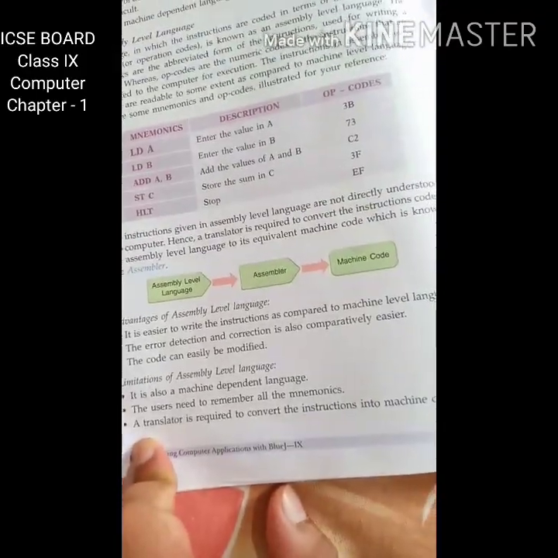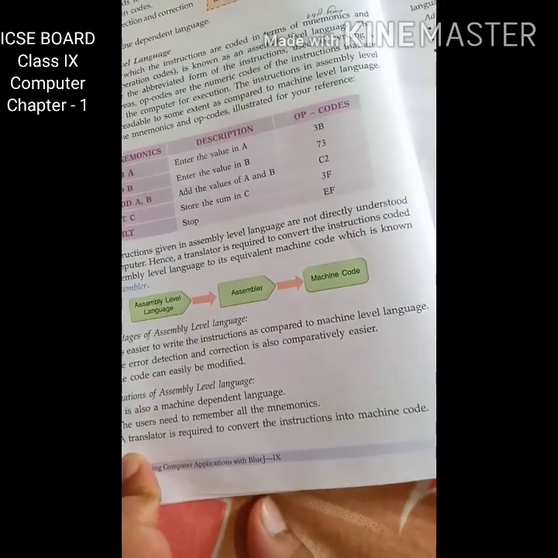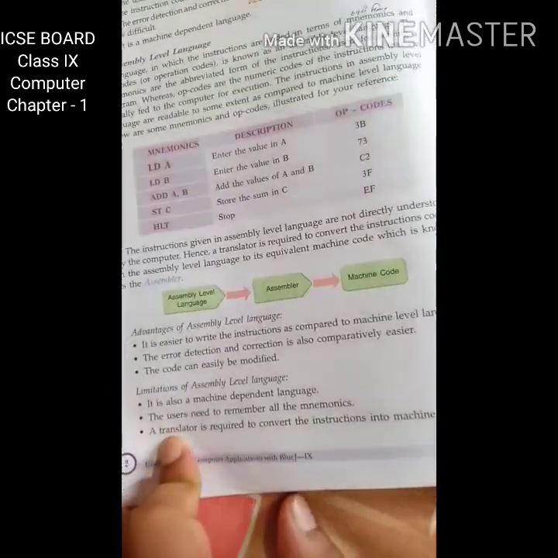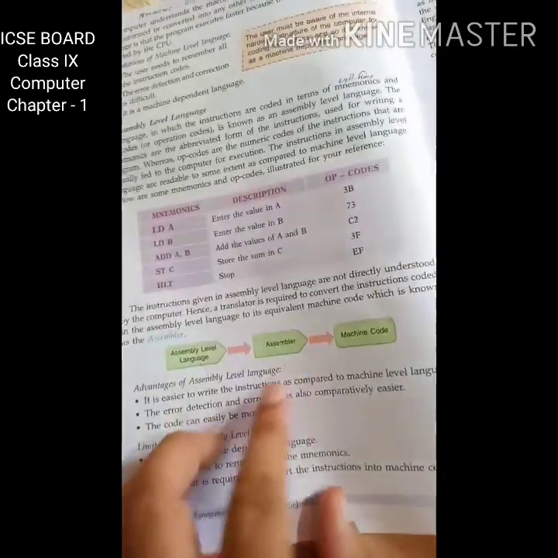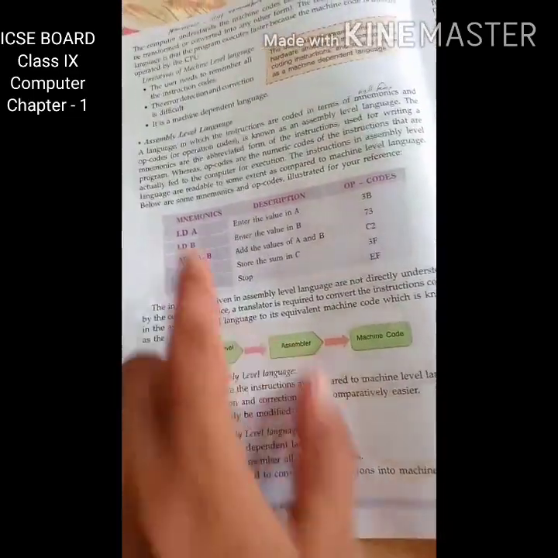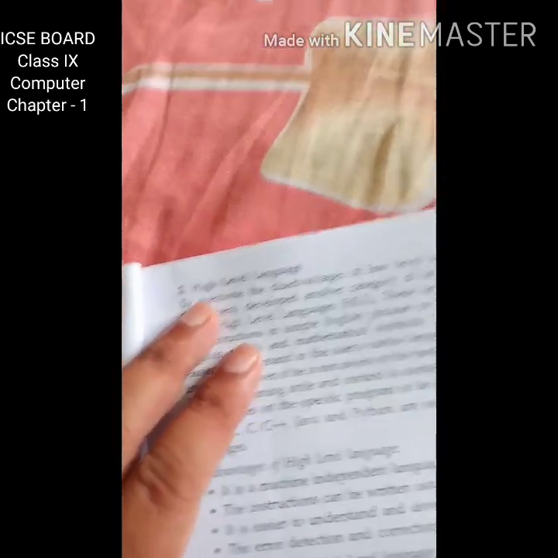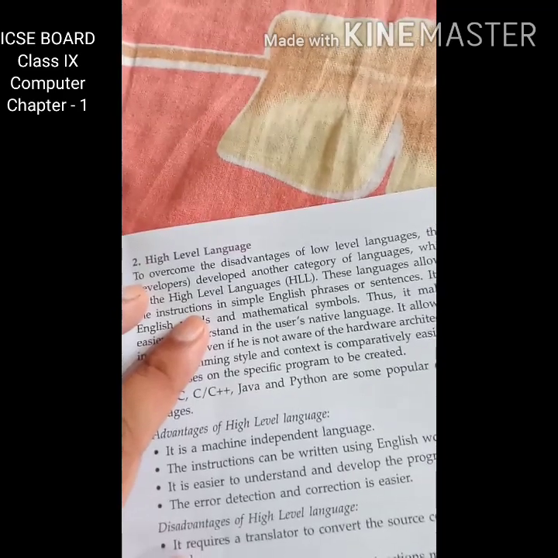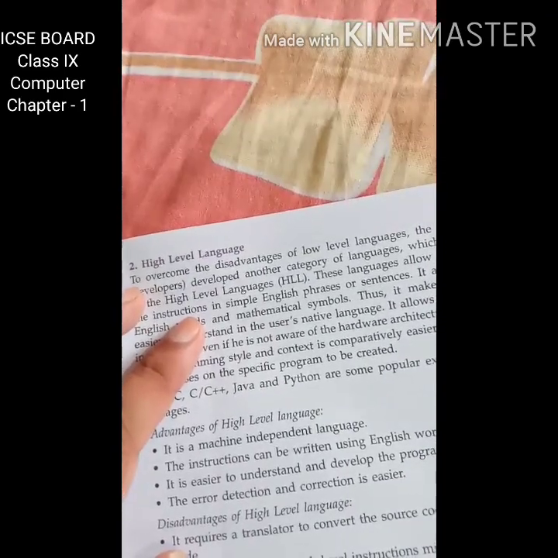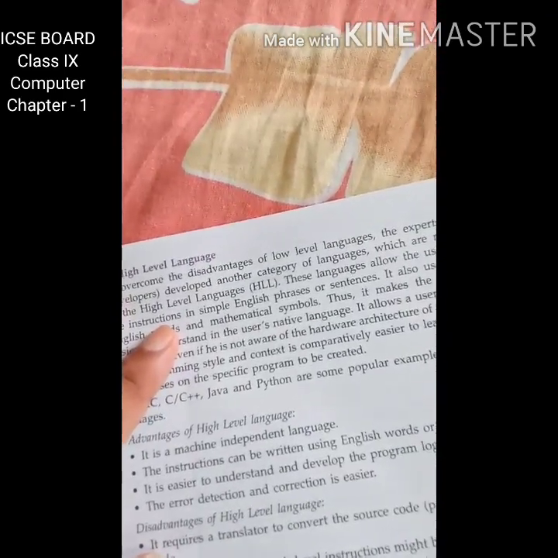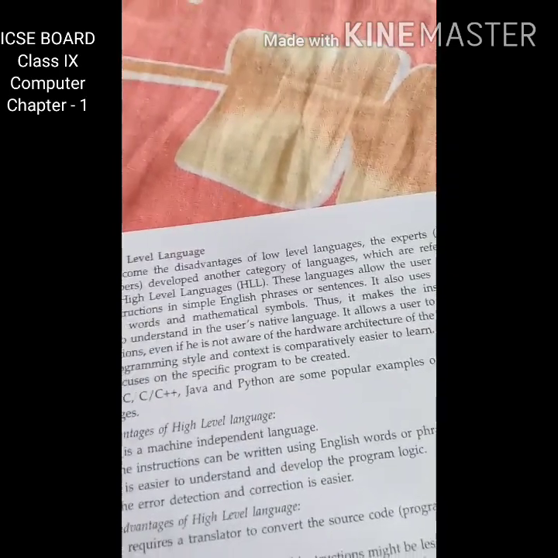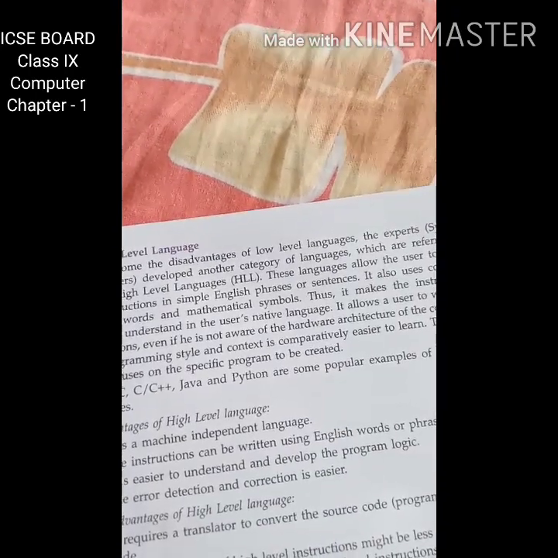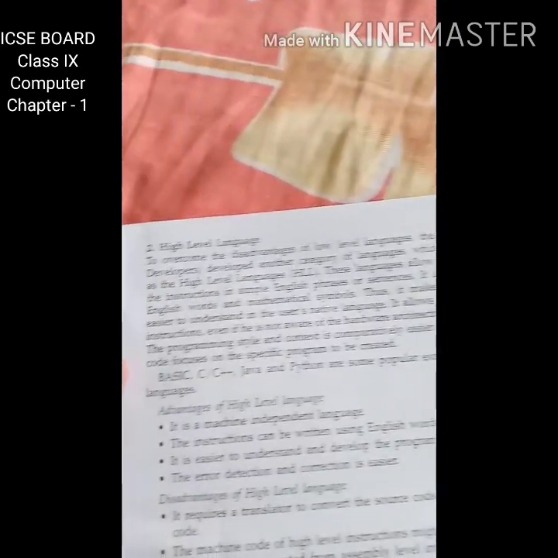A translator is required to convert the instructions into machine code, and another disadvantage is we need an assembler to translate assembly language programs. Next, high level language. High level language overcomes the disadvantages of low level language. So many disadvantages are there in low level language. That's why we have developed high level language.